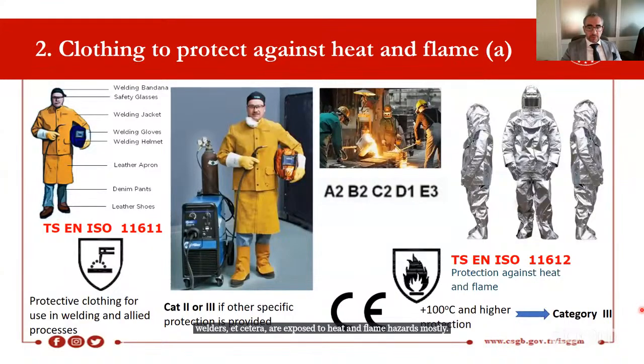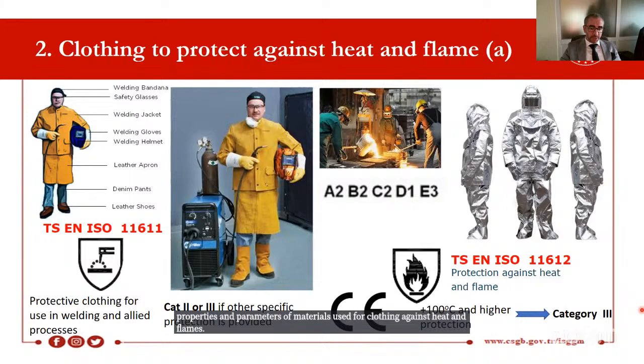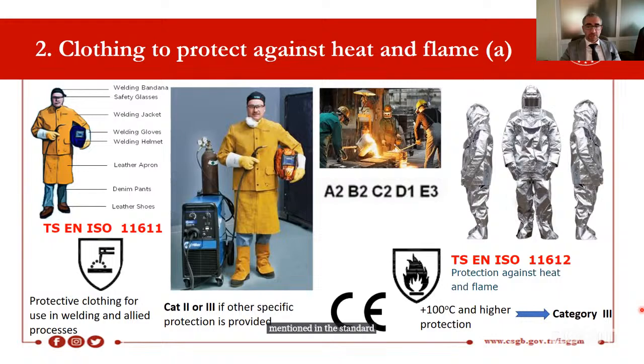The correct selection of protective clothing against heat and flame hazards requires the determination of the severity of hazard at the workplace and the performance level of clothing. There are some details I want to mention very shortly: the protective properties and parameters of materials used for clothing against heat and flames. These parameters are determined by test methods mentioned in the standard. Each parameter is related to a relevant letter code. For example, for A1 or A2, limited flame spread is indicated with these code letters.